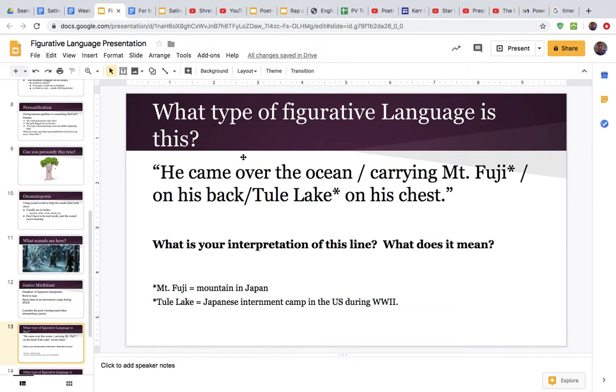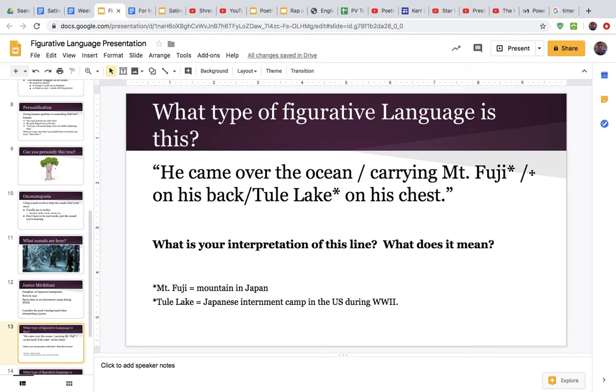So let's go ahead and take a look. He came over the ocean carrying Mount Fuji on his back, Tule Lake on his chest. Anytime you see one of these slashes, that just means there was a line break. Different poems have different line breaks that can change the meaning. So whenever you quote a poem, you want to put that slash in there to show where the author decided to have that line break.